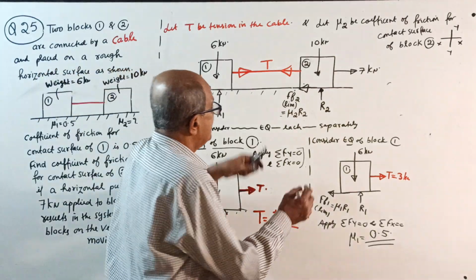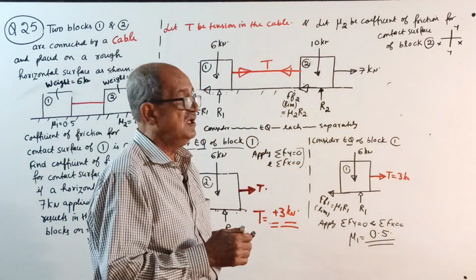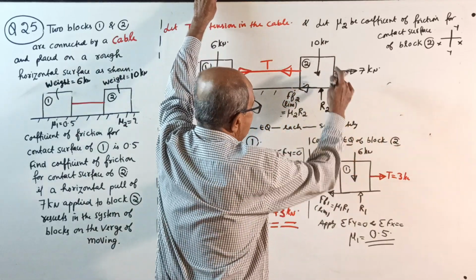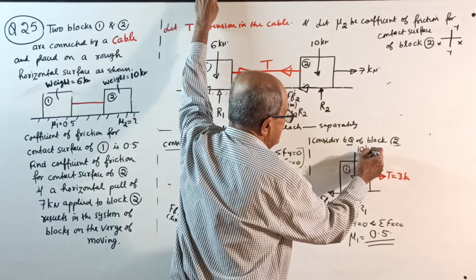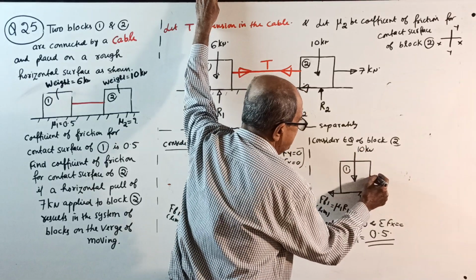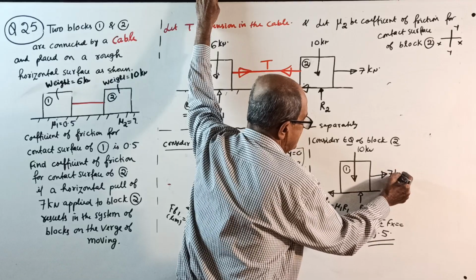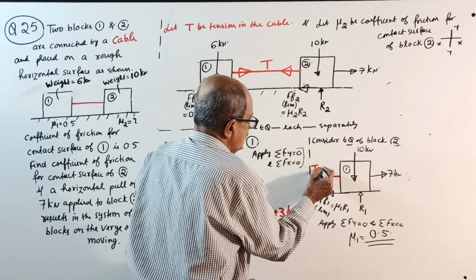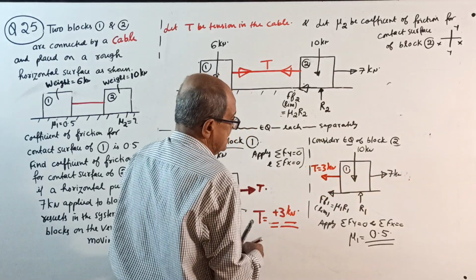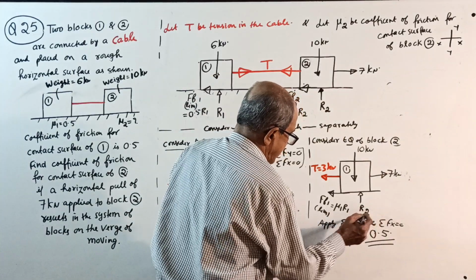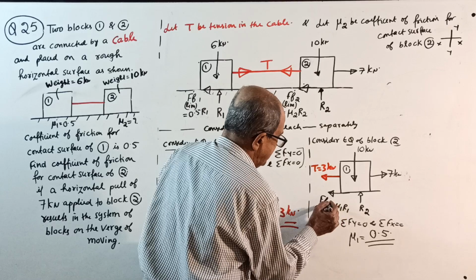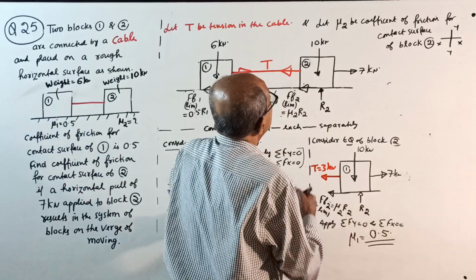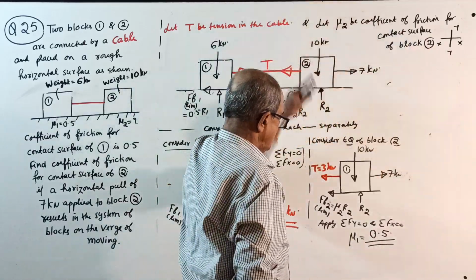Now you should take it as an independent question. Equilibrium of block 2 now. Block 2. See, weight is 10 kilonewton. This is not there. And this force is there: 7 kilonewton. And there is a tension here, T, but this T is known to you: 3 kilonewton. Unknowns are R2 and FF2. The limit is mu2 into R2. So in the question you write, let mu2 be the coefficient.